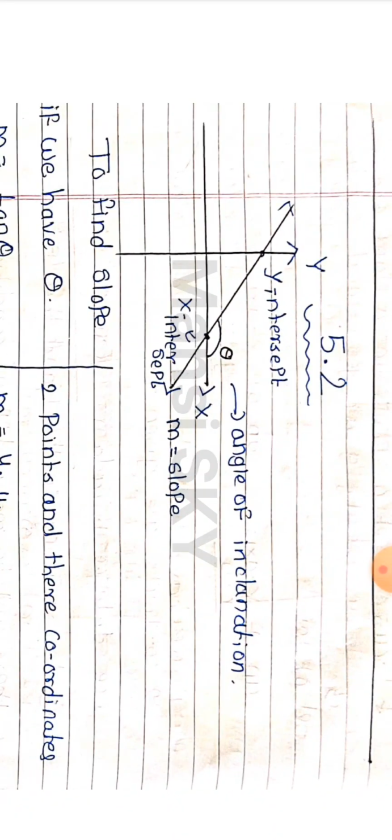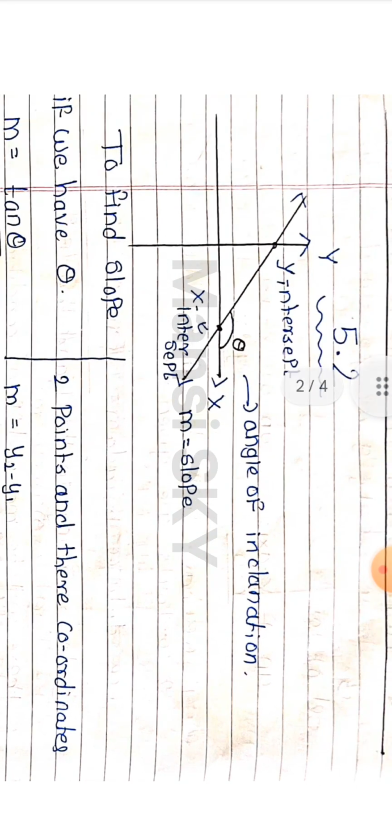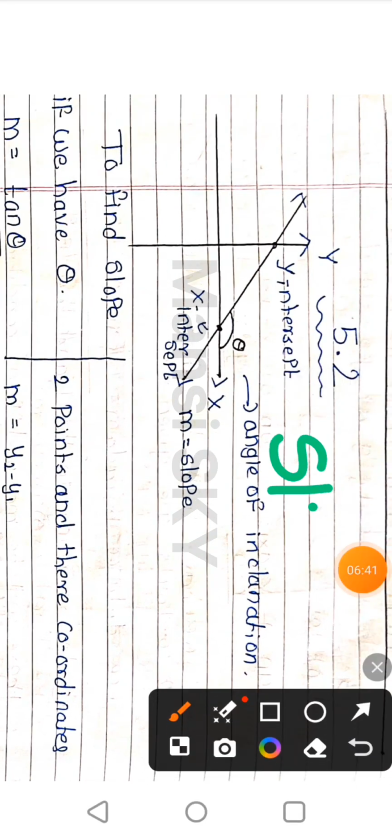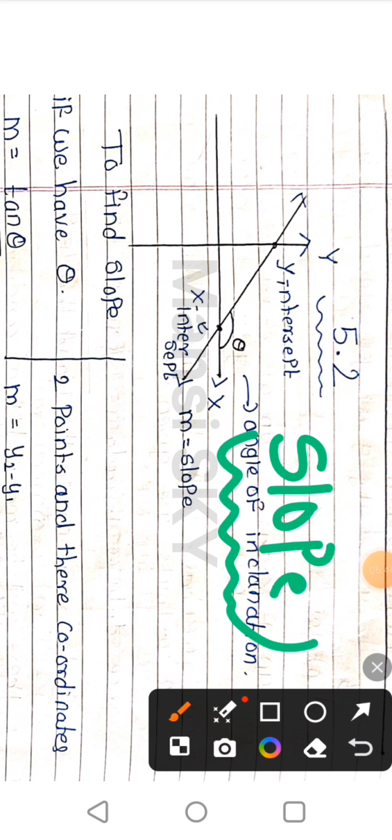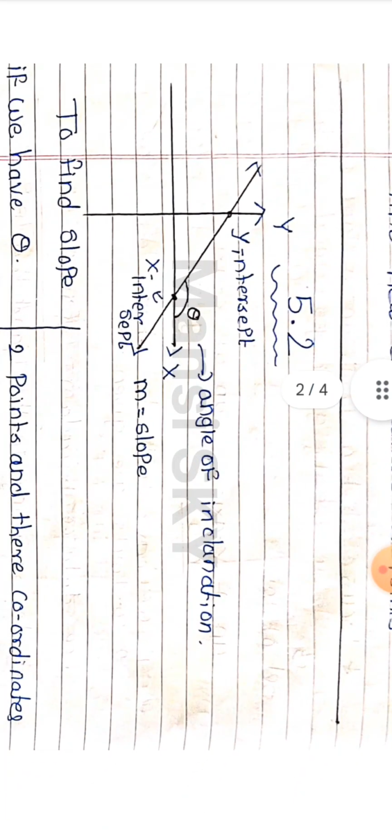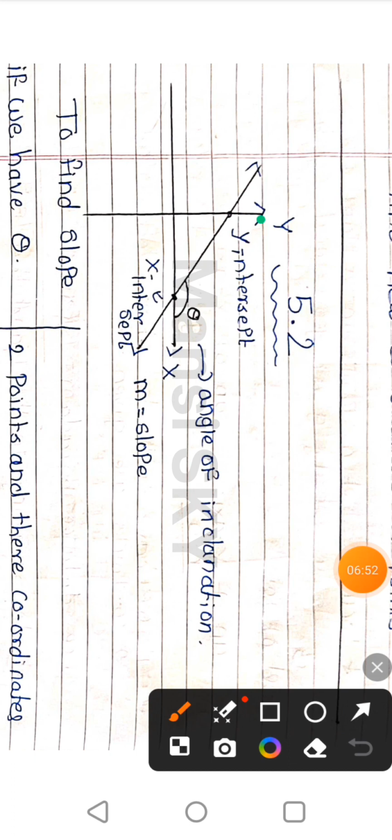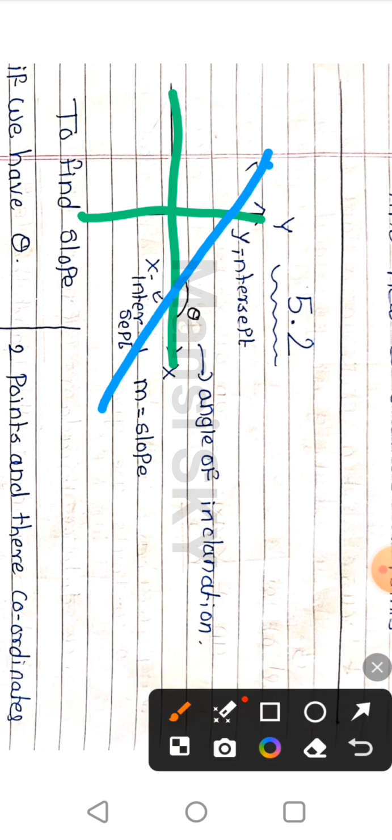5.2. In 5.2, the main thing is nothing but slope. We have to find the slope of everything here. So we have to see the concept for slope. Let's see what the formulas are here for 5.2. See, if we have a coordinate system like this and there is a line passing through the x-axis and y-axis, the point where the line intersects the y-axis is called what? Y-intercept, and where the line intersects the x-axis is nothing but the x-intercept.